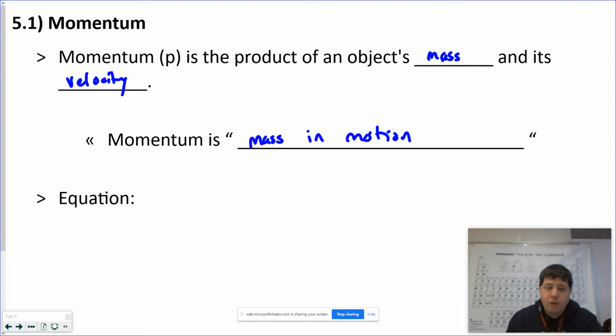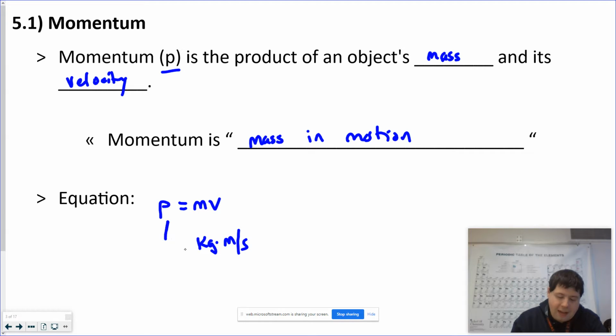So our equation for momentum, unfortunately, we ran out of letters for it. M obviously is mass. So momentum is given the letter P. So P is our letter for momentum, and P is equal to m times v because it's the product of mass and velocity. Now, because of that, it has some interesting units. The units of m, of course, are kilograms, and the units of v are meters per second. So a kilogram meter per second is the unit of momentum.